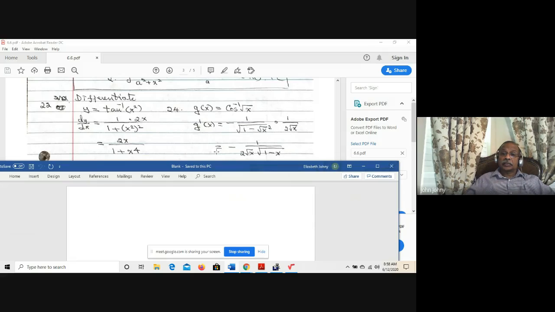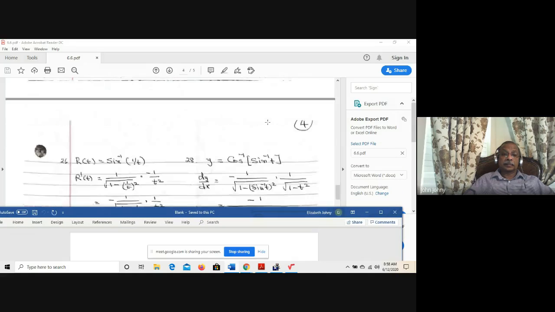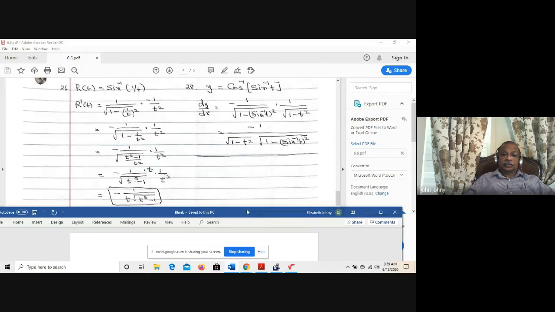So rearranging the terms, you get g prime x is equal to negative 1 over 2 square root of x times square root of 1 minus x. Square root of x square is x. So that is the answer. 26.